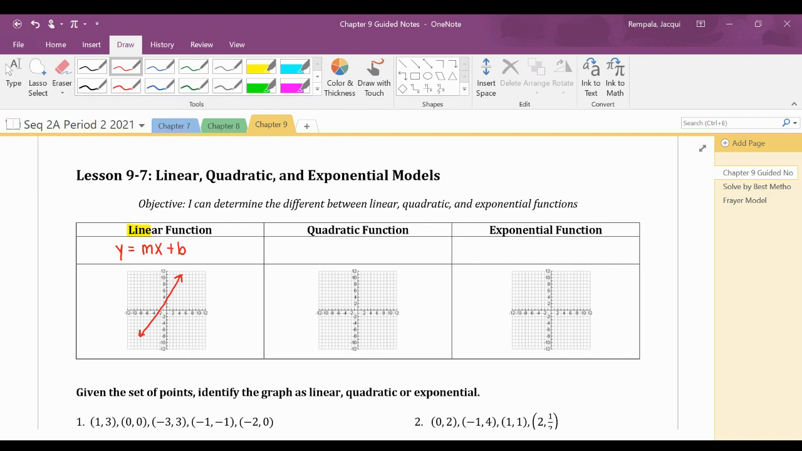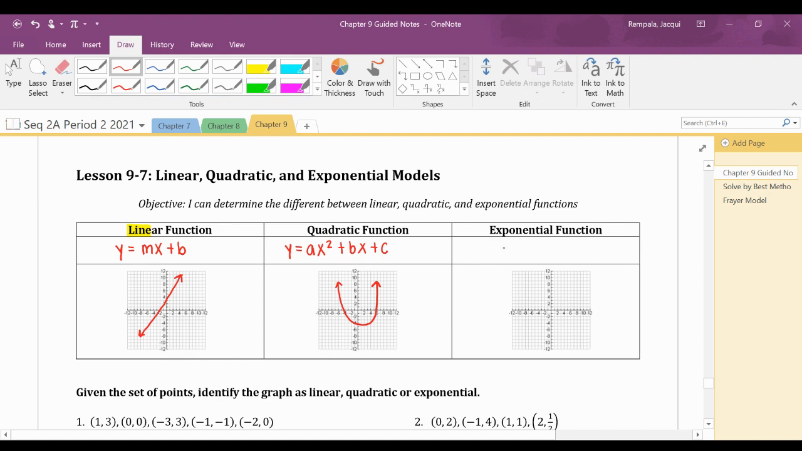When we're talking about quadratic functions, this is something that we just did in this last chapter. y equals ax squared plus bx plus c. When you have a quadratic function, remember that looks like a U-shaped graph.